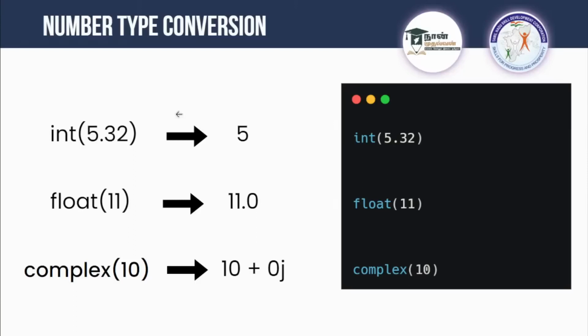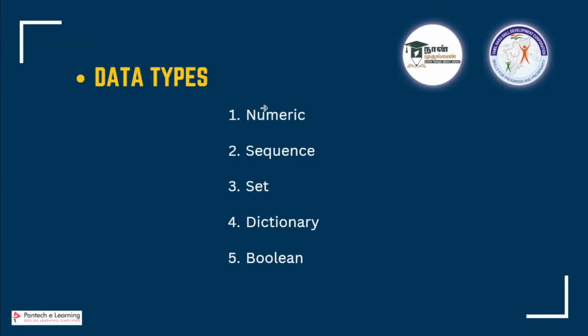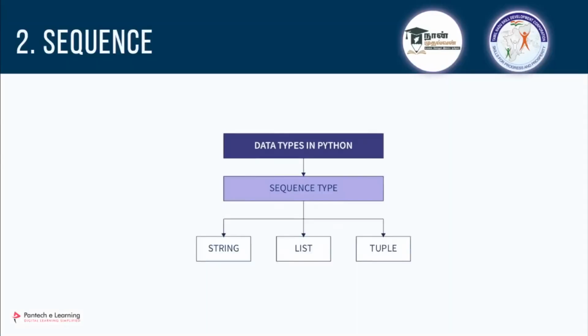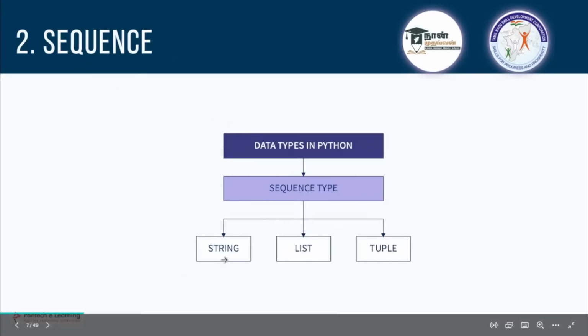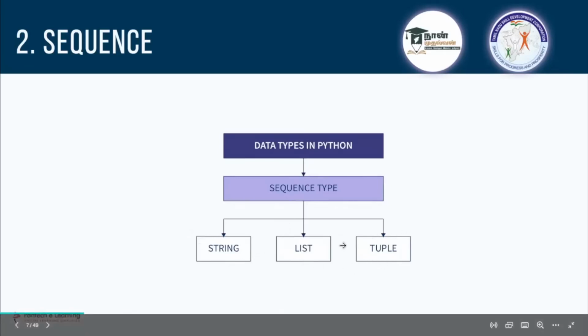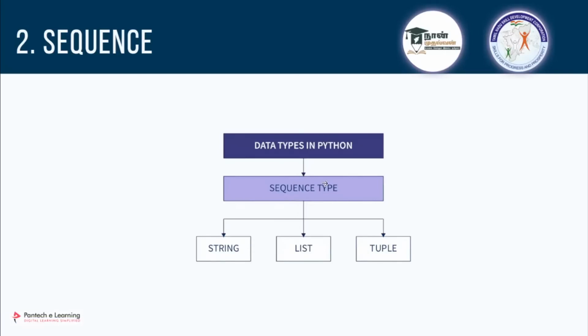So we have completed the numerical data type, the first type of data. Next we will be moving on to the sequence. So regarding sequence in Python, this is another type of data which comprises three things. The first one will be a string, the second one will be a list, and the third one will be a tuple. So there are three things inside this sequence type.